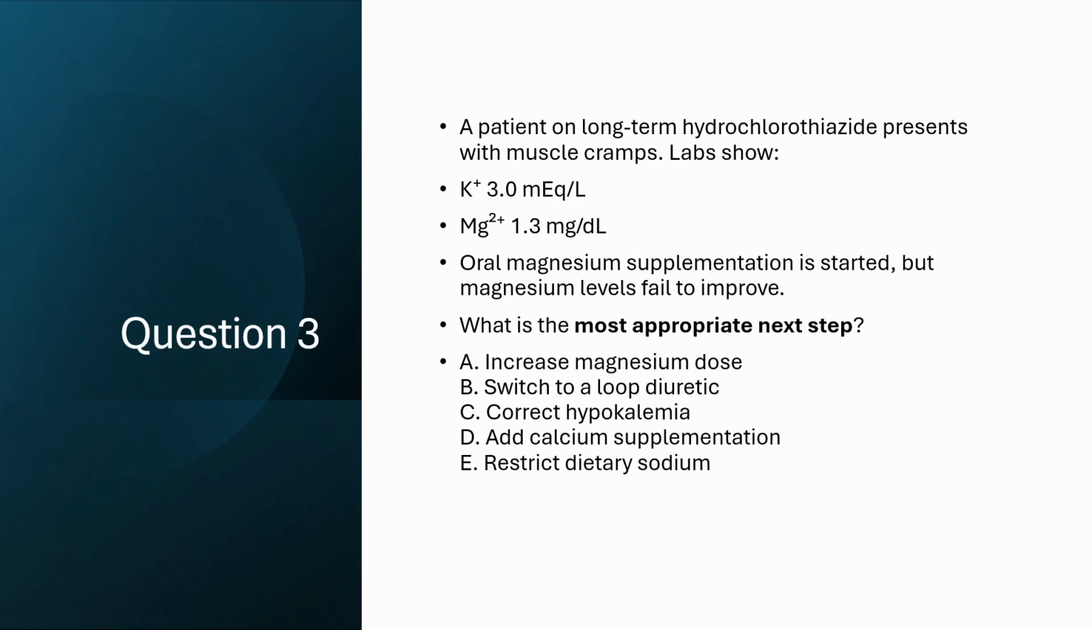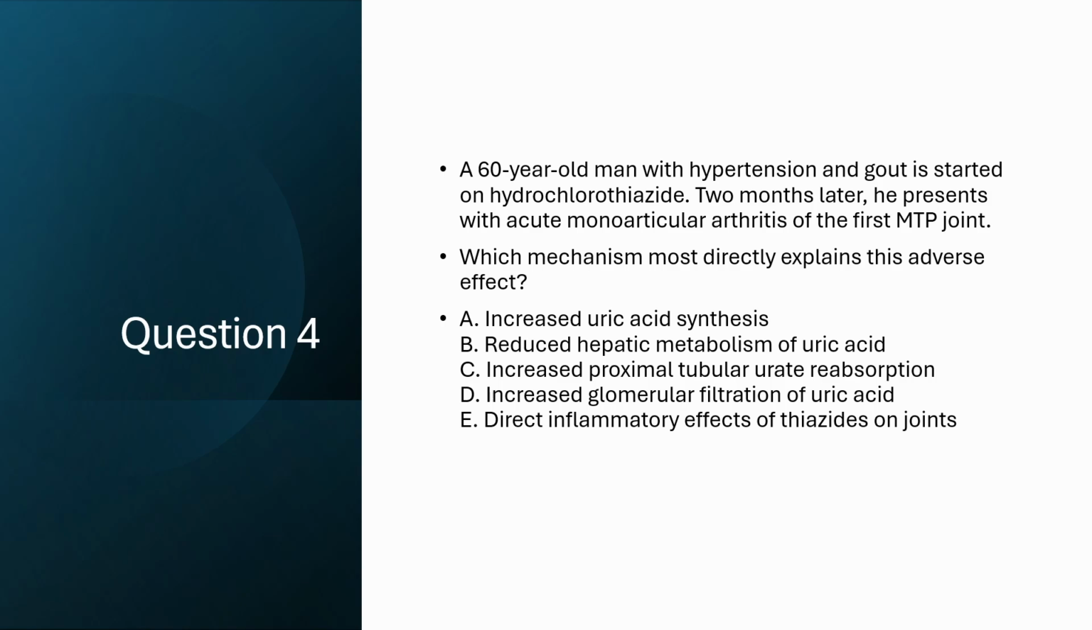Question 3. A patient on long-term hydrochlorothiazide presents with muscle cramps in the following labs. Oral magnesium supplementation is started, but magnesium levels fail to improve. What is the most appropriate next step? Question 4. A 60-year-old man with hypertension and gout is started on hydrochlorothiazide. 2 months later, he presents with acute monoarticular arthritis of the first metatarsophalangeal joint. Which mechanism most directly explains this adverse effect?